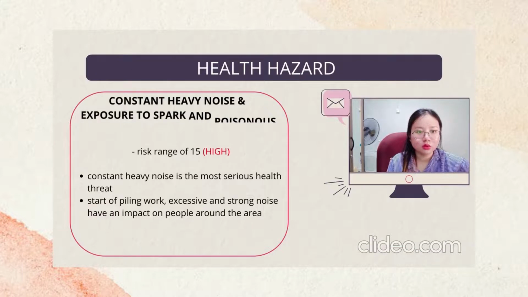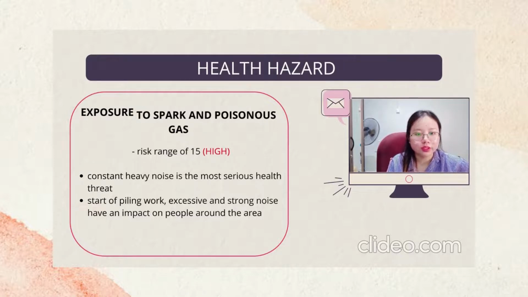For health hazard, the most critical health hazards for piling works are the constant heavy noise and exposure to spark and poisonous gas during extension pile welding, both of which are at high risk level, which is 15. In this situation, persistent heavy noise is the most serious health threat over others, as from the start of piling work, excessive and strong noise can have an impact on people around the area of operation.